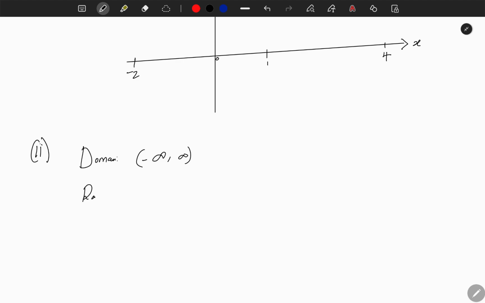What about the range? Now, there's a way you can represent domain and range. You can use different methods. You can use the set builder notation or interval notation. It's up to what you decide.